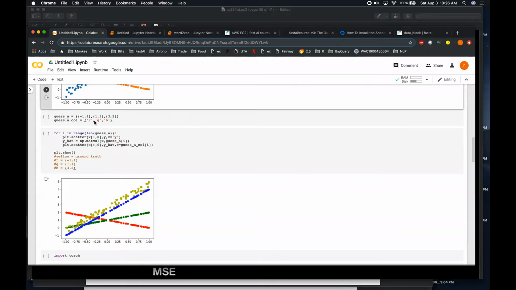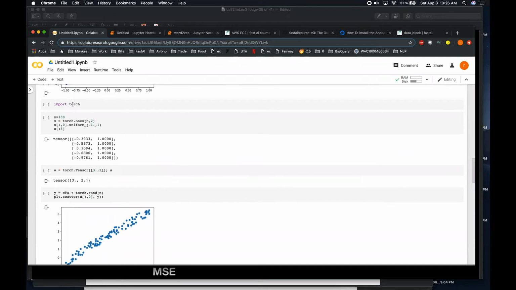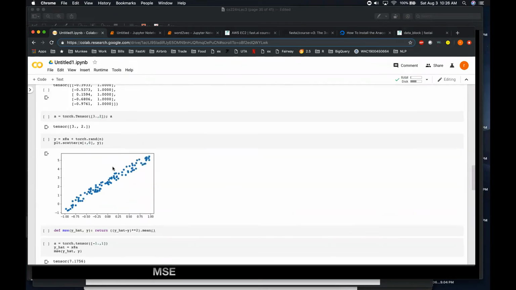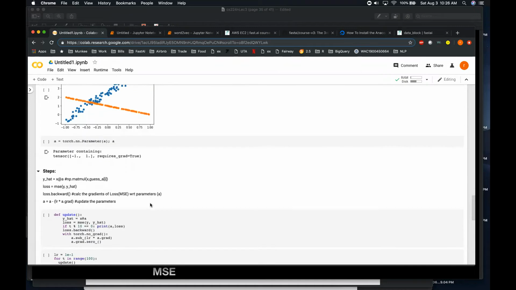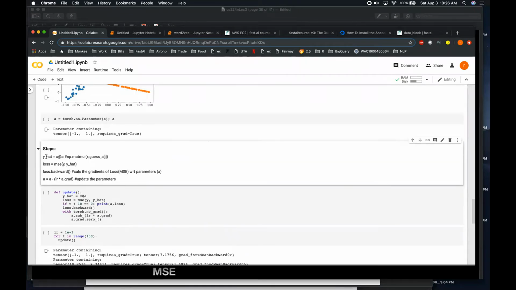But the question is, you don't want to guess this, right? You want it to happen in an automatic fashion, and that's where I wrote this back in Torch. This is where all the magic happens. So these are the steps. You take X, you multiply it with whatever your initial guess is. You calculate what your loss function is. This tells you how bad your initial weights and biases, the parameters, are.